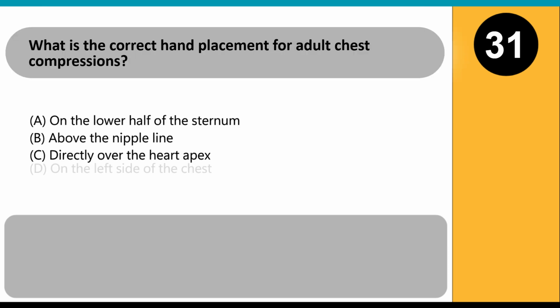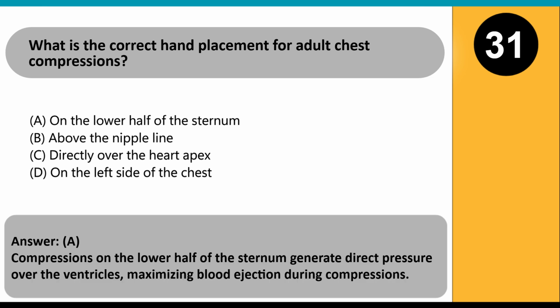What is the correct hand placement for adult chest compressions? A. On the lower half of the sternum. B. Above the nipple line. C. Directly over the heart apex. D. On the left side of the chest. Answer A. Compressions on the lower half of the sternum generate direct pressure over the ventricles, maximizing blood ejection during compressions.